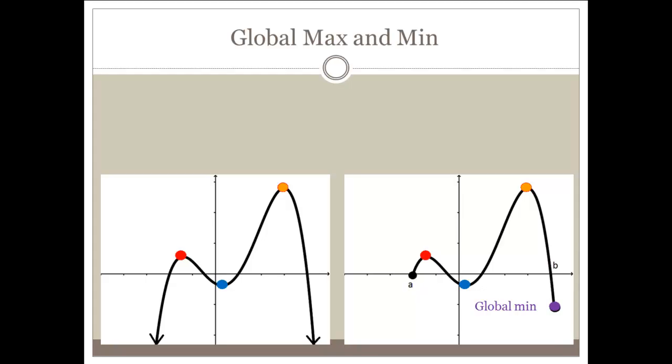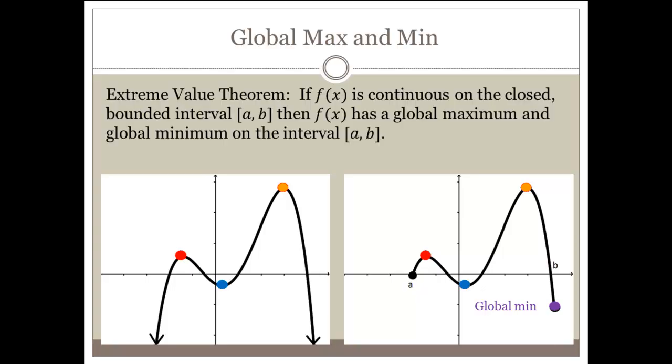This idea leads to a theorem called the extreme value theorem. The extreme value theorem states that if f of x is continuous on a closed bounded interval [a, b], then f of x has a global maximum and a global minimum on the interval [a, b].